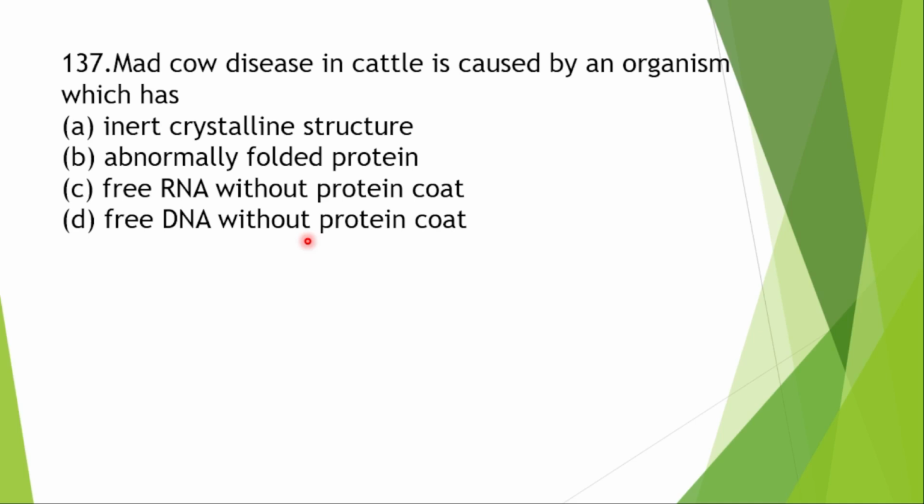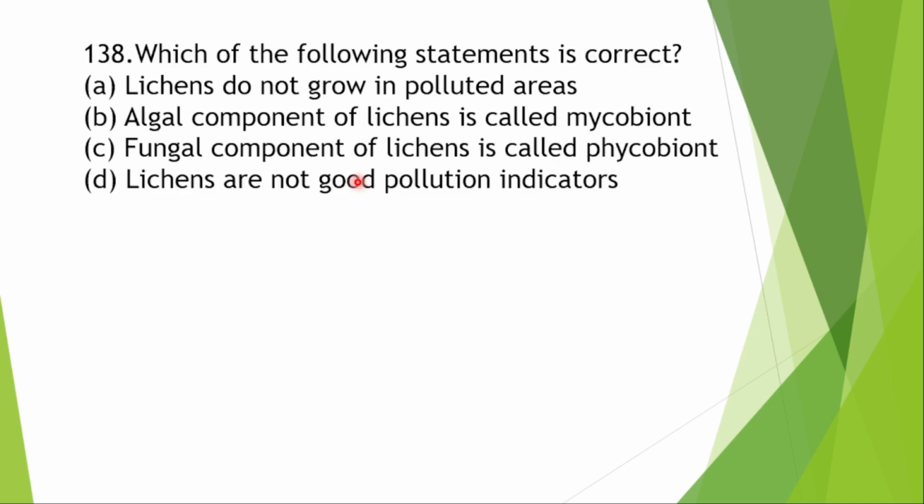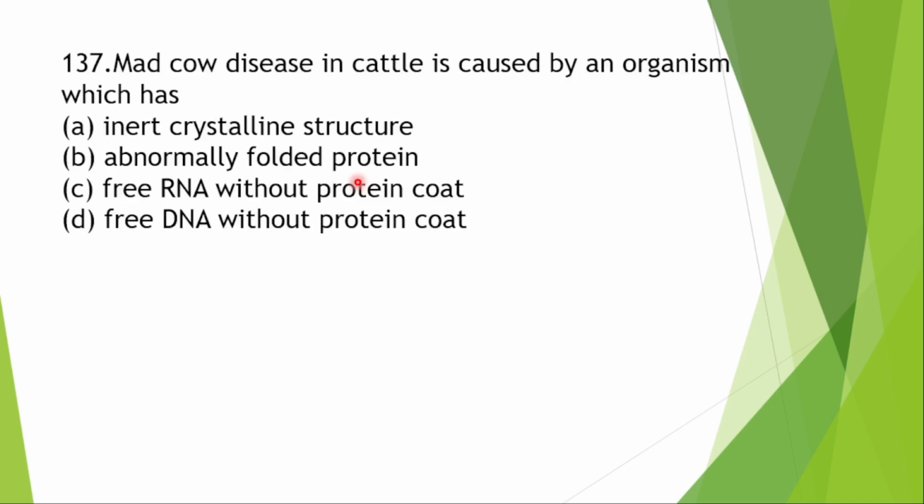Mad cow disease in cattle is caused by an organism which has inert crystalline structure, abnormally folded protein, free RNA without protein coat, and free DNA without protein coat. So it is abnormally folded protein, that is prion, BSE, bovine spongiform encephalopathy, which is responsible for this disease. Which disease? Mad cow disease.